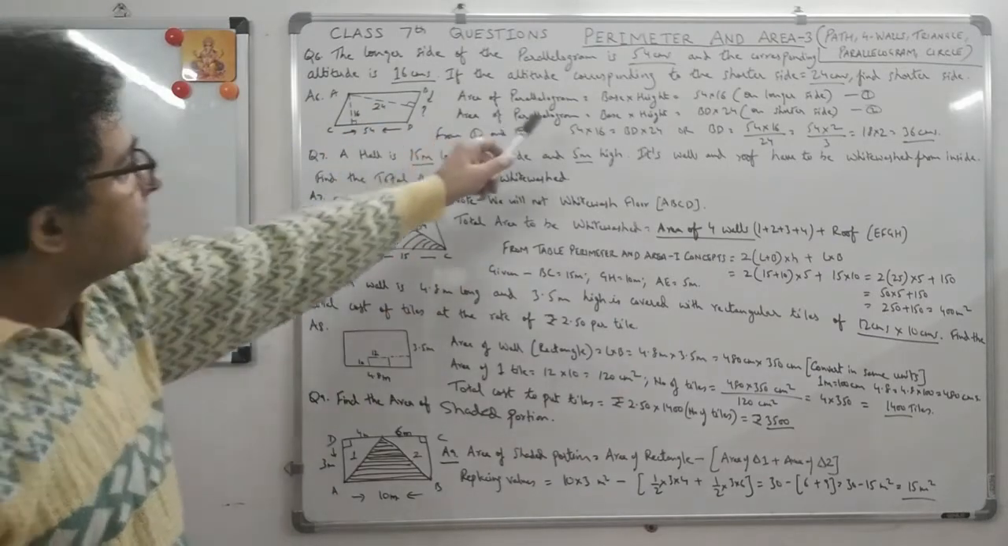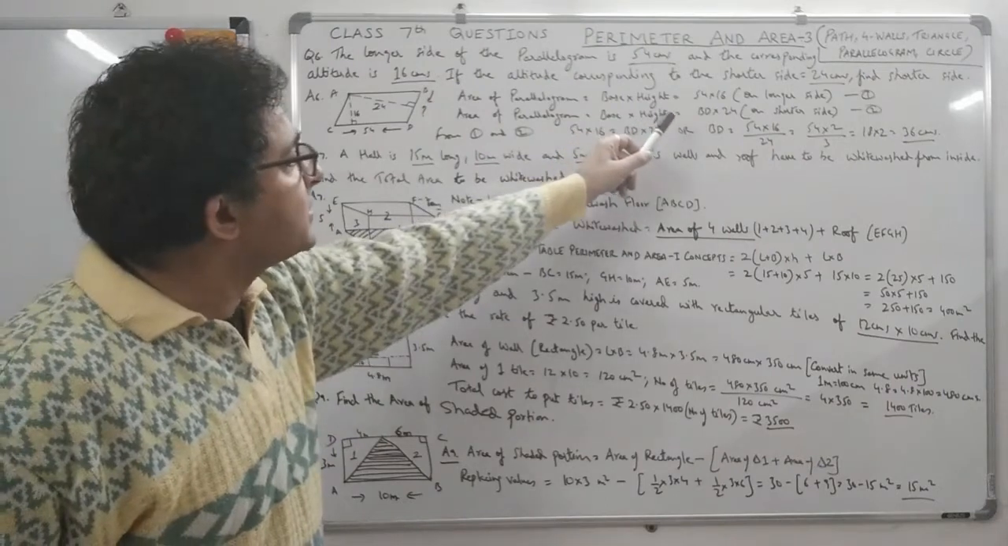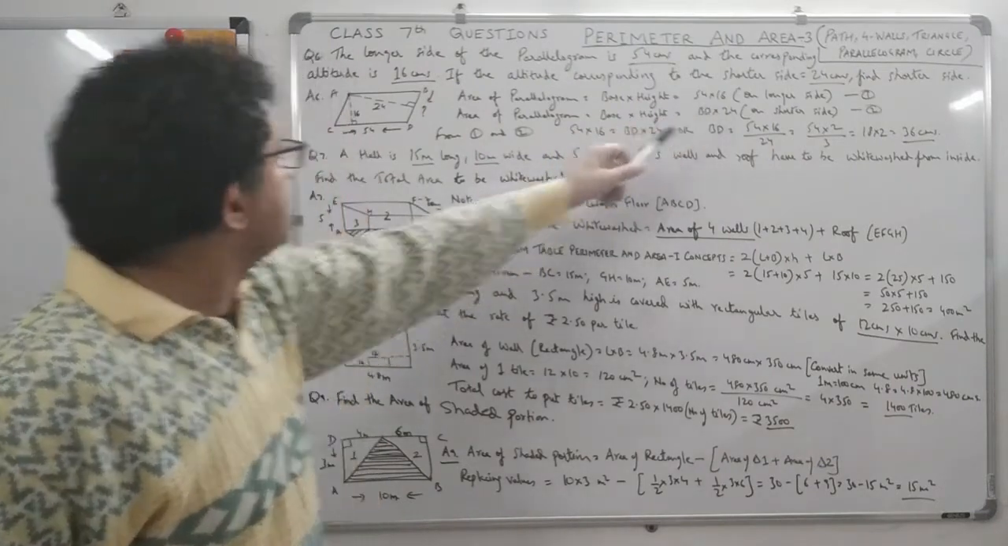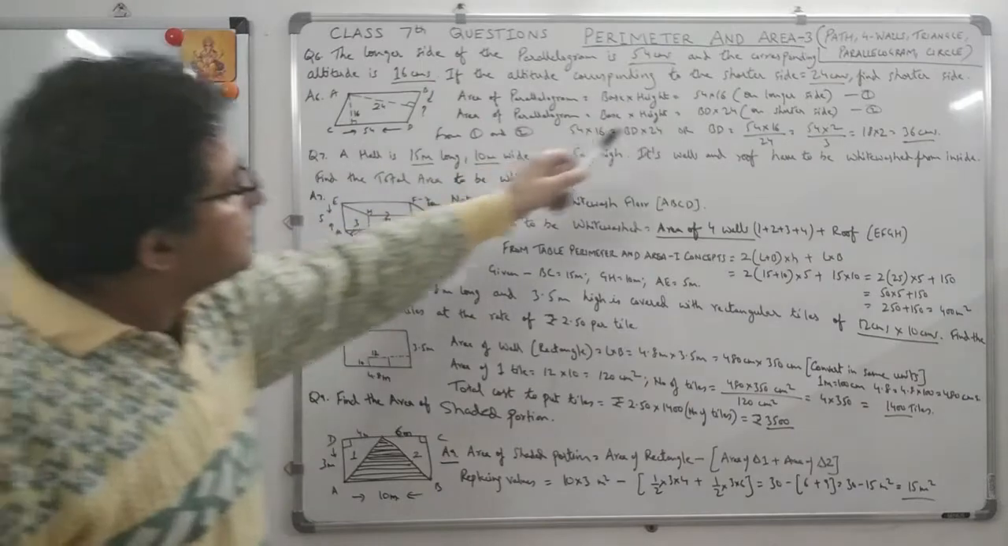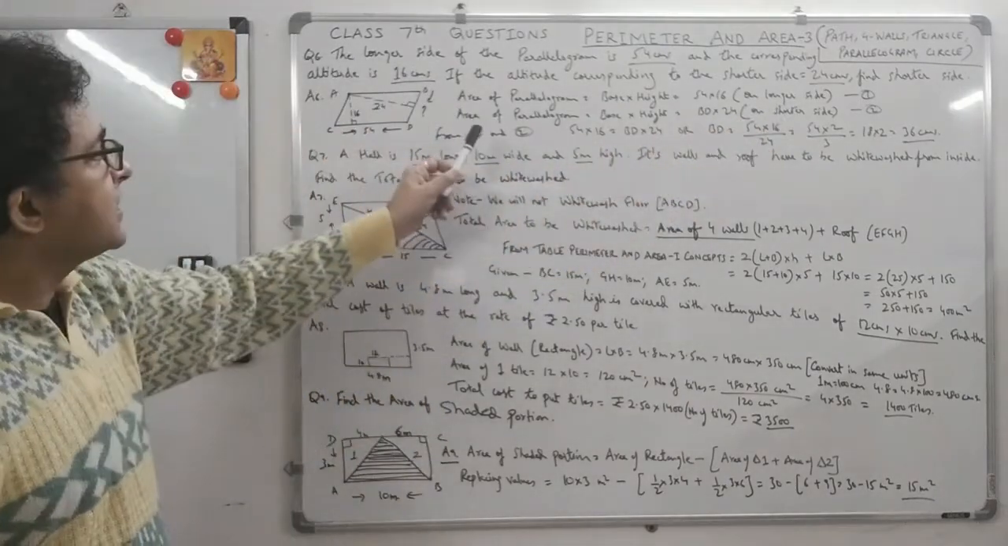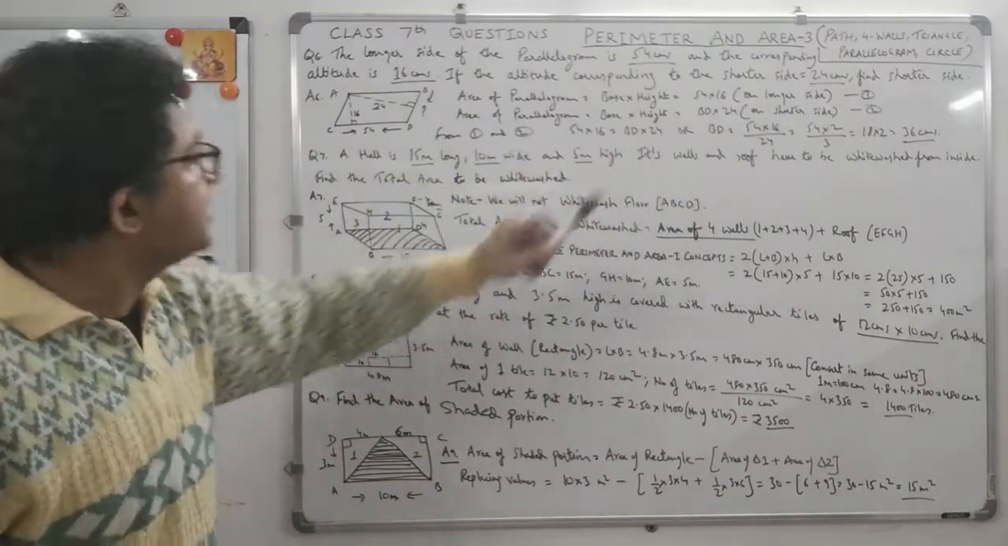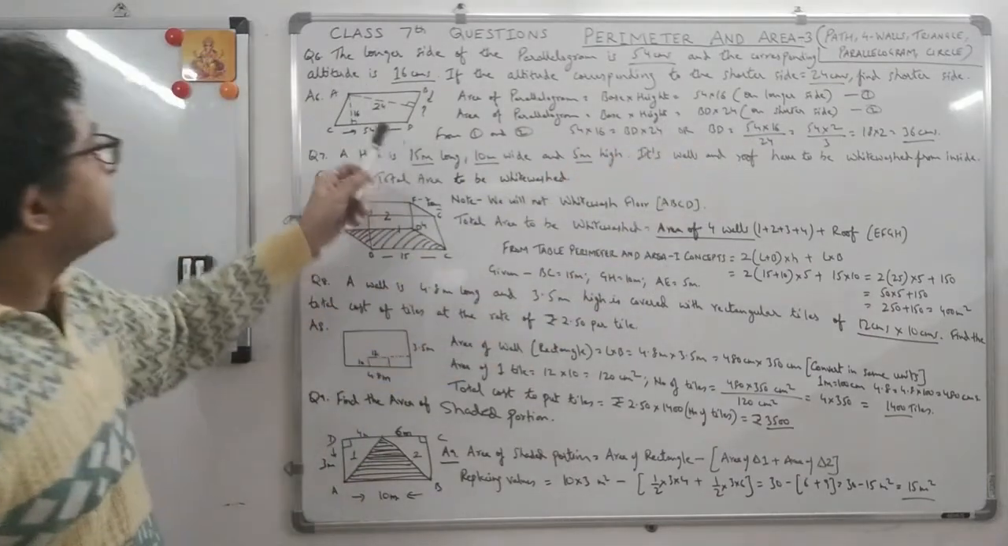So area of the parallelogram is base into height, right students? 54 into 16, longer side. Again, area of parallelogram is base into height. For the shorter side it will again be base into height.